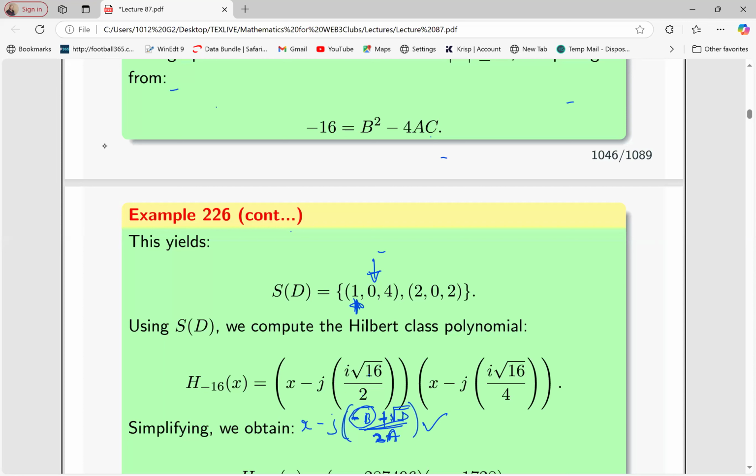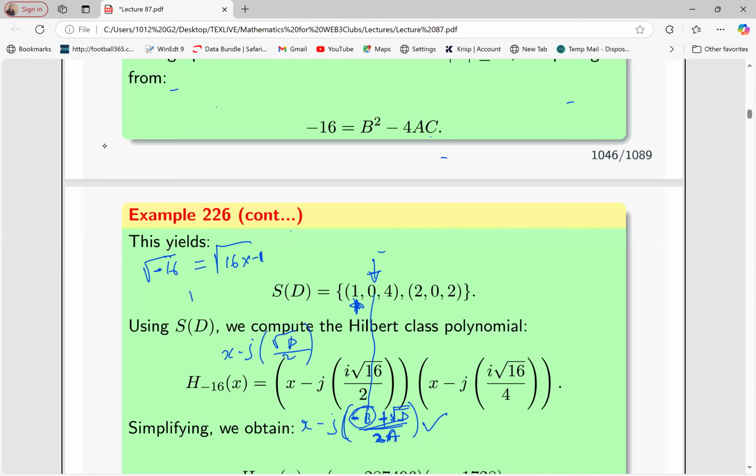Now, when b is 0, then this part disappears. So you're only left with the x minus j into the square root of d out of 2. But how does i come in? I already explained that yesterday: we cannot get the square root of negative 16 just like that, because this is a complex number. So the way we do this, we take it as 16 times negative 1.